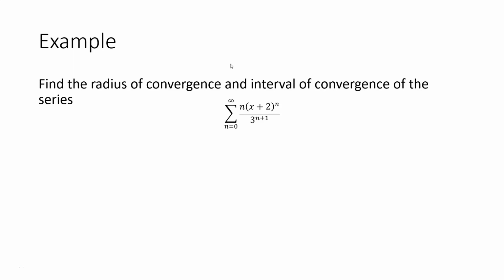Let's do one more example of finding the radius of convergence and interval of convergence for a given power series. In this example, we have n times (x plus 2) to the n over 3 to the n plus 1. So like before, we'll apply the ratio test. In this case, notice we have (x plus 2) to the n.